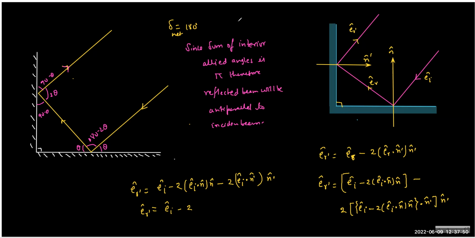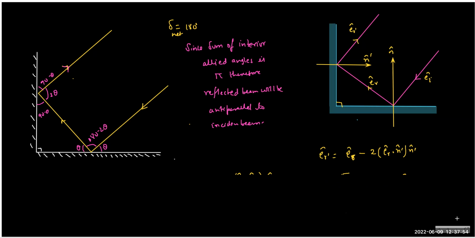Okay, let me do. I mean, you can do. I'm also trying. I'm just trying to make it a complete vector equation without knowing the direction and all. Like no easy method, a generalized method. ER is EI minus twice of EI dot n cap into n cap, and that's ER.